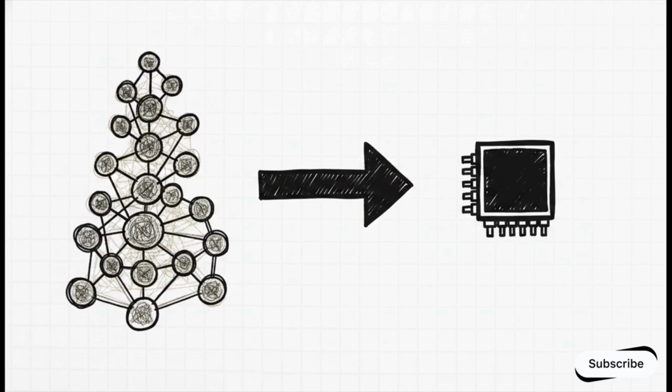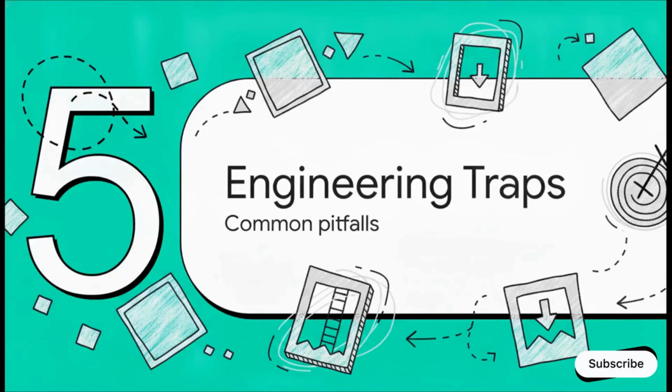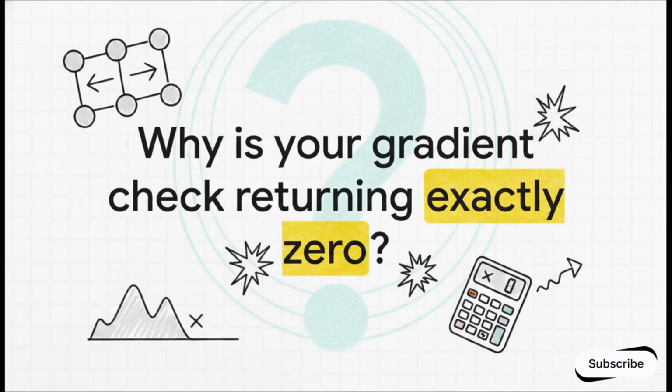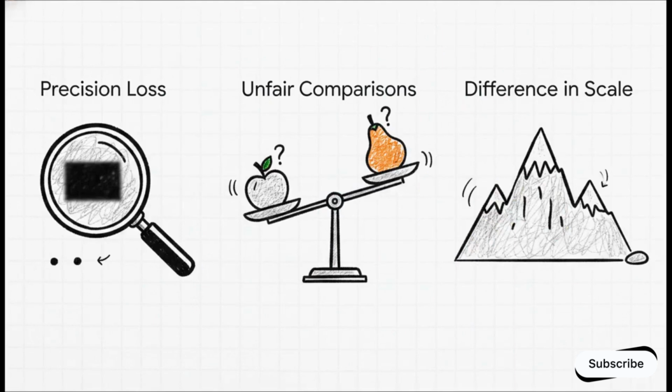How cool is that? Section 5. Common engineering traps. Common pitfalls. Deploying this surveyor's tool isn't foolproof, though. Let's wrap up with the traps you absolutely need to avoid. Imagine you've just written your custom neural network layer. You run your numerical gradient check to verify your math, and it just returns exactly 0.0 across the board, even though you know for a fact your analytical gradients are non-zero. So what went wrong? There are three really likely culprits here.